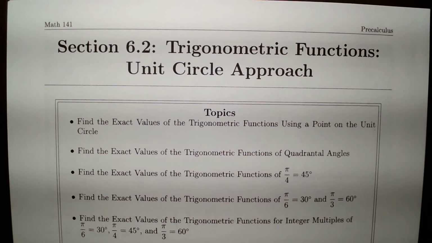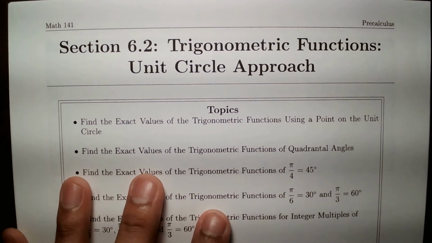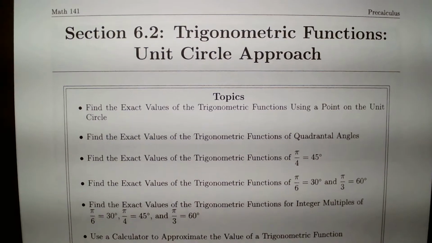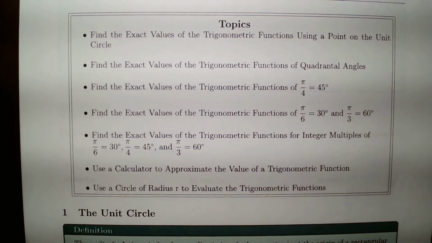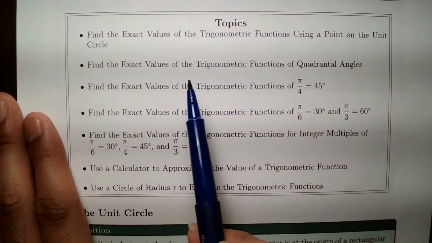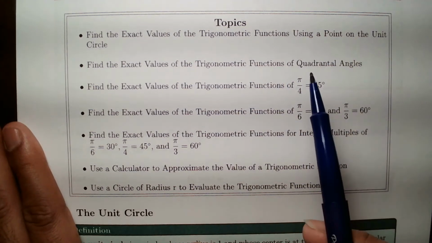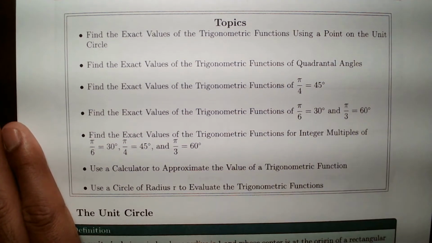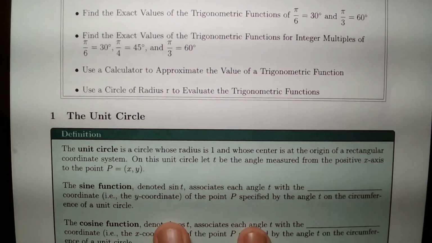Alright, so in this video we go over section 6.2, trigonometric functions, how to find these values using the unit circle approach. What we do in this section is define what a unit circle is, what its elements or parts are exactly, and find the values of the most important angles, in this case the quadrantal angles, 45, 60, and 30 degrees, and of course their multiples, and then put everything together.